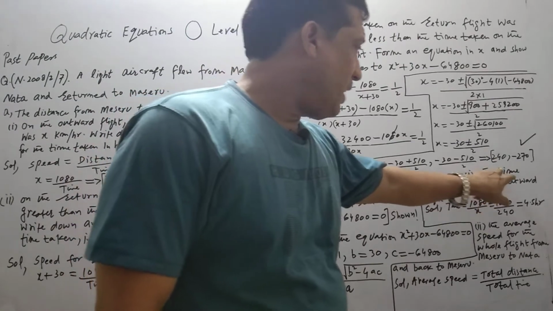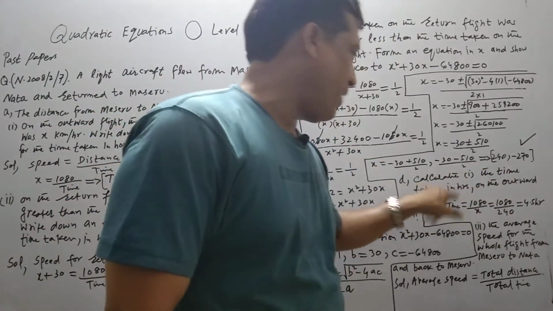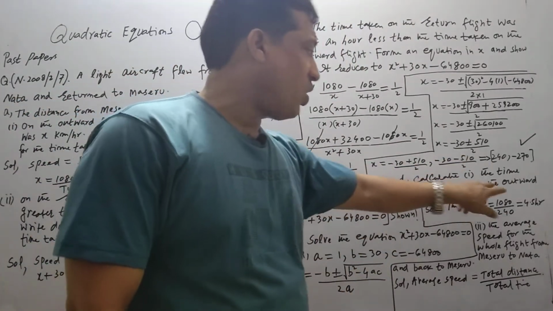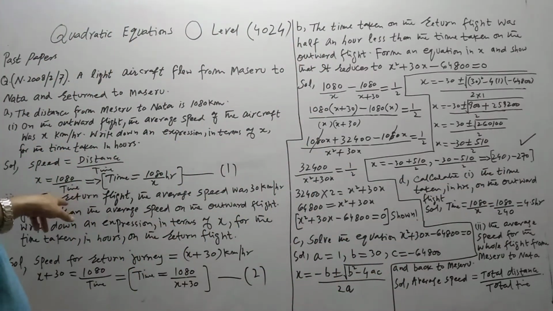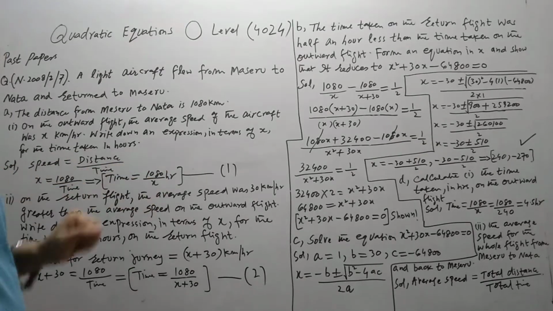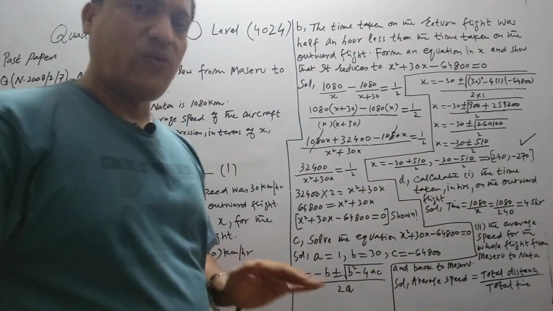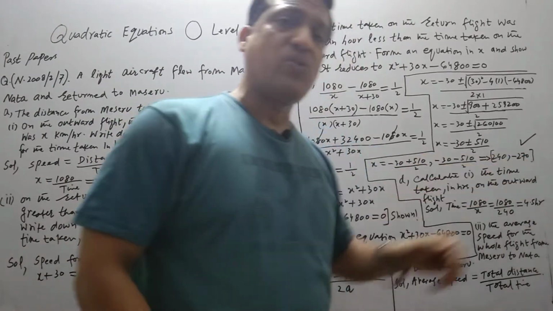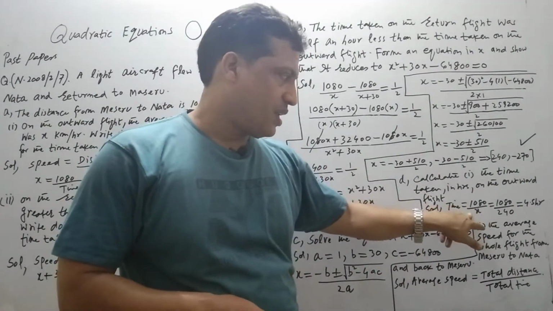Part 1 is calculate the time taken in hours on the outward flight. How to find the time taken in hours on the outward flight is, you can see the outward time is in part 1. Time is equals to 1080 upon x. So 1080 upon x is the outward time. But we have two values of x, 240 minus 270. So which value we have to put in this equation?